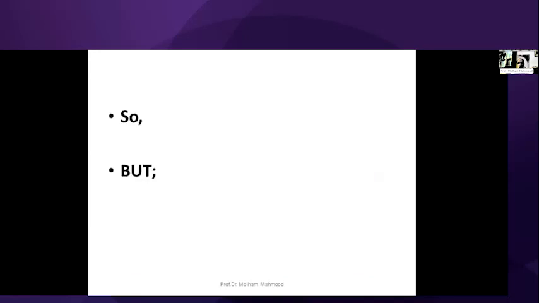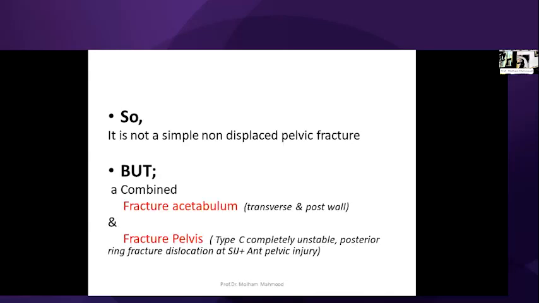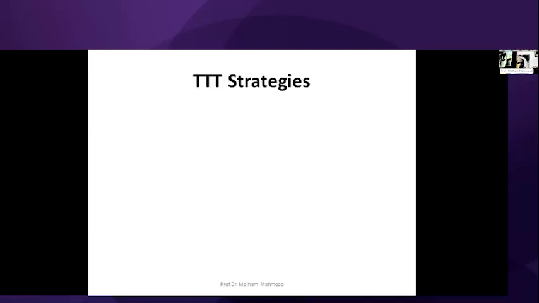So after studying this imaging in detail, it is not a simple non-displaced fracture, but this case is a combined fracture acetabulum, transverse posterior wall, plus fracture pelvis, type C, completely unstable, posterior ring fracture dislocation at the sacroiliac joint, and anterior pelvic injury. So what is the treatment strategy?